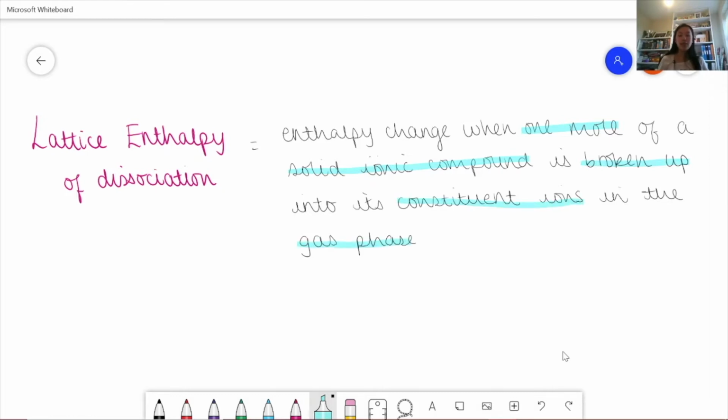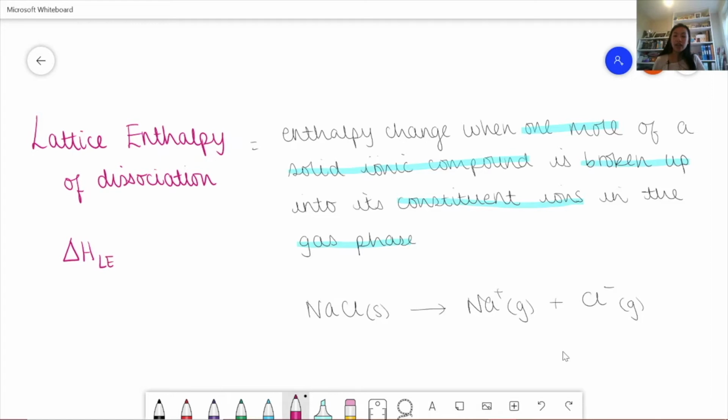And so, for example, if we had sodium chloride, we started off with 1 mole of solid sodium chloride, we would then split that up into the sodium ion, which is a gas, because we're doing it in the gas phase, and also a chloride ion, which is in the gas phase. And how we denote lattice enthalpy of dissociation is by delta H, LED, and the standard symbol.